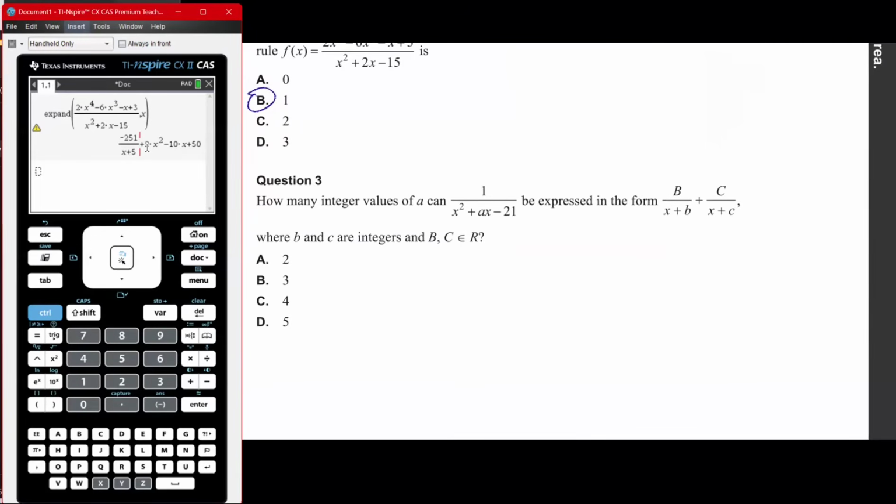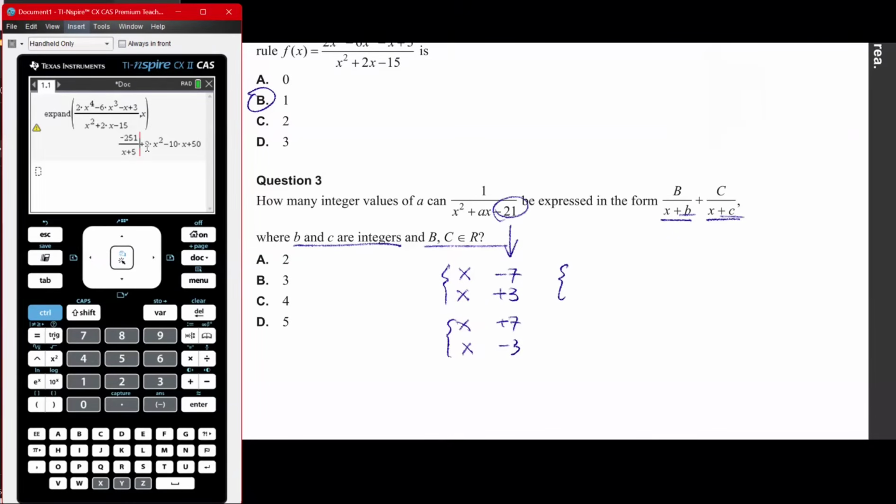How many integer values of a can this fraction be expressed in the partial fraction form of capital B over x plus small b, plus capital C over x plus small c? Small b and c are integers, and capital B, C are real numbers. Well, the way I think about this one is it could be written as minus 7 plus 3, so you might get a factorized form like x plus 7, x minus 3, because b and c must be integers.